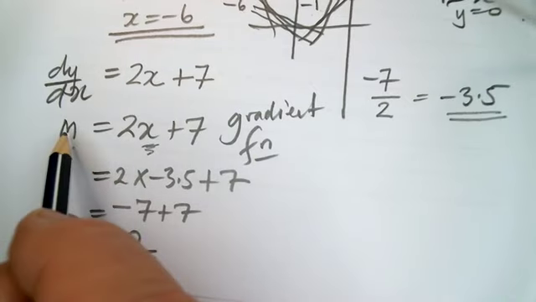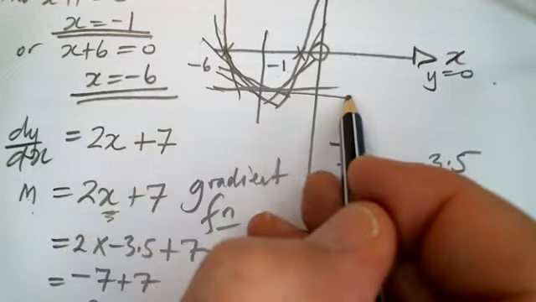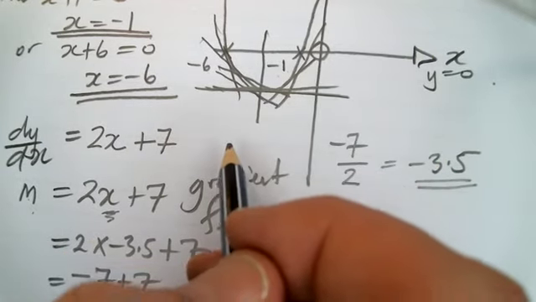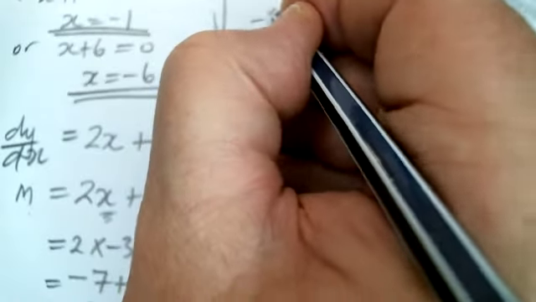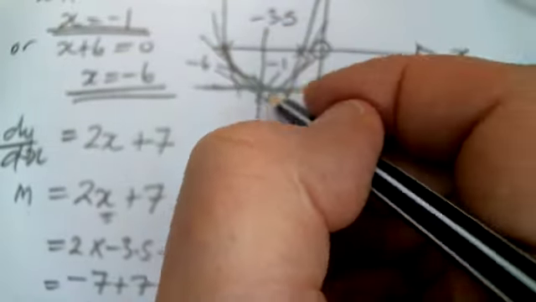We know that when the gradient is 0 on a parabola, we have found the turning point. We have found, in this case, we could call it the minimum point, or the vertex. Of course, the minimum point, so we know that -3.5 along, and we're going to be down a little bit.